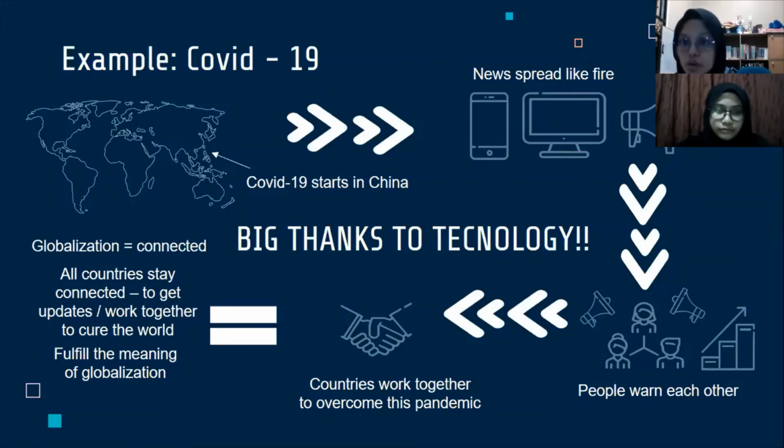When people know about this, people warn each other through technologies, through communication, and then countries work together to overcome this pandemic. The end result is all countries stay connected just to get updated or to work together to cure the world, or to fulfill the meaning of global. Therefore, it fulfills the meaning of globalization, which is staying connected.